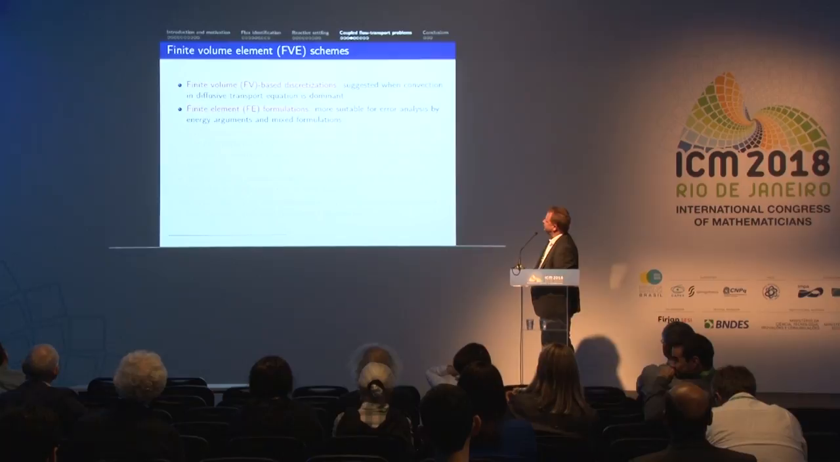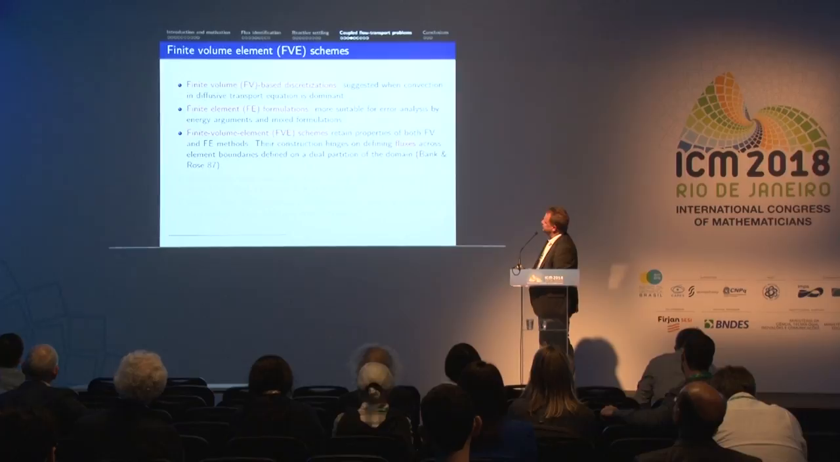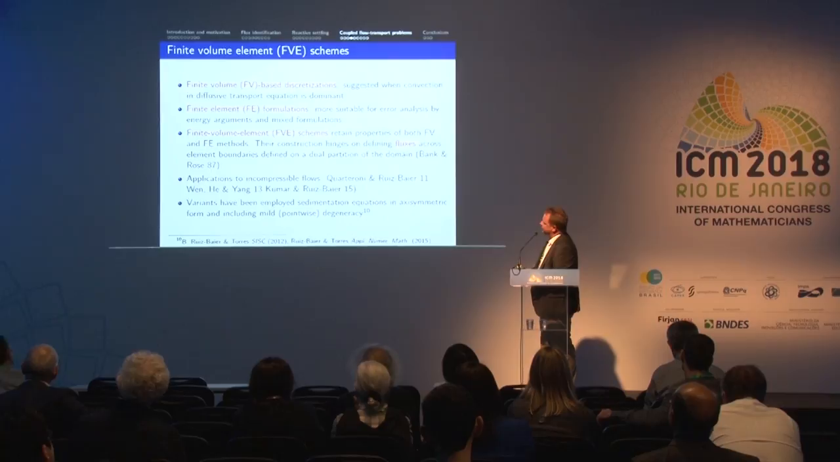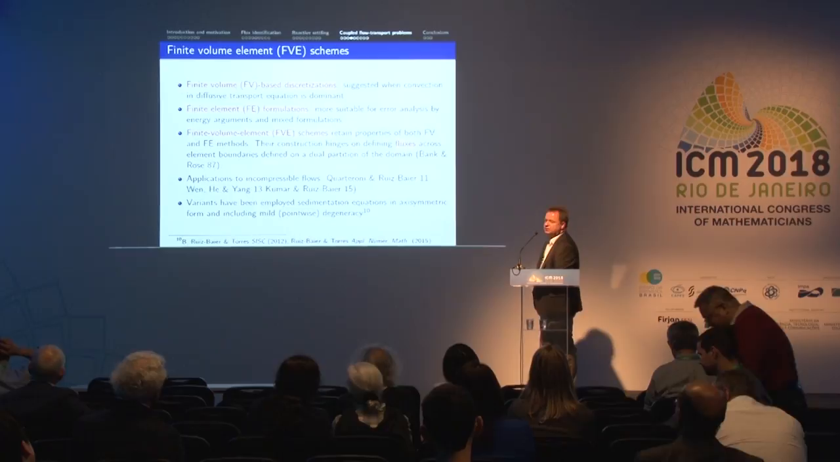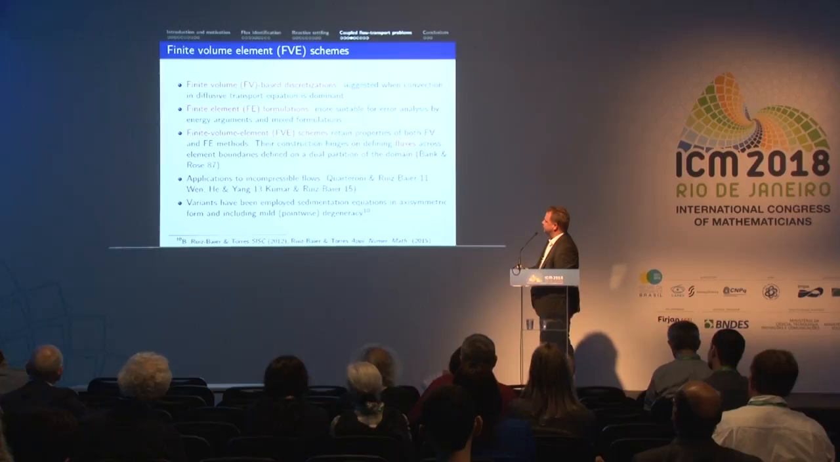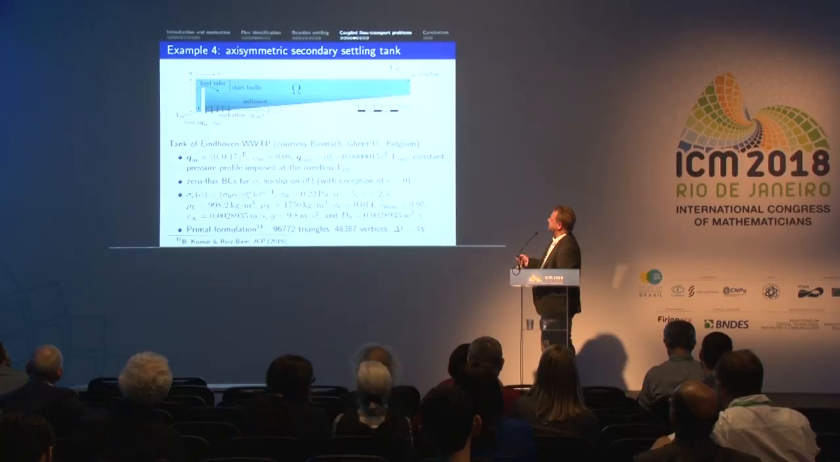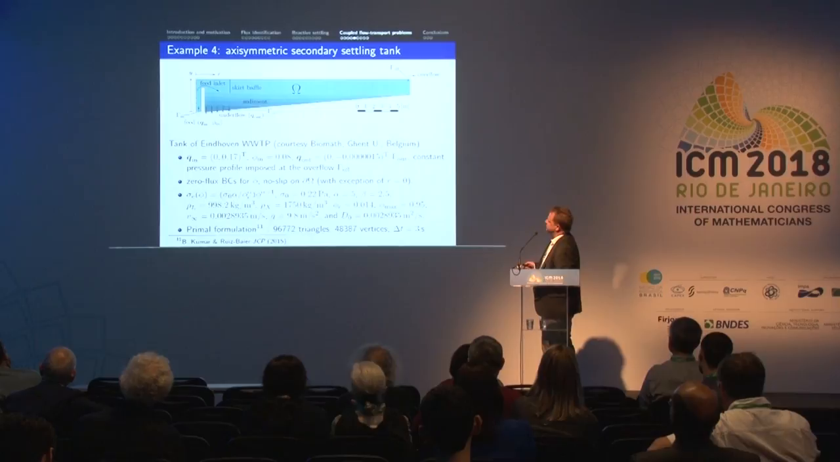The combination of both gives rise to finite volume element (FVE) schemes, whose construction depends on defining fluxes across element boundaries. These were applied in quite a number of papers to incompressible flows, and some of the activity around these methods has been applied to sedimentation problems, for example, to the equations in axisymmetric form and using mild point-wise degeneracy. So we simulated here one axisymmetric secondary settling tank. Please do not read this technical information. Just look at this picture.